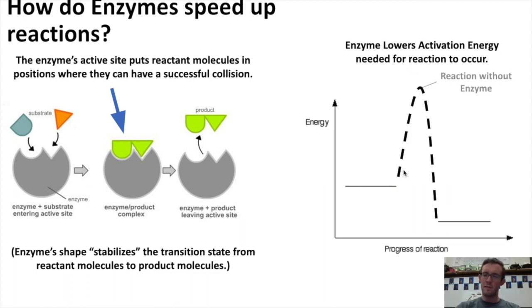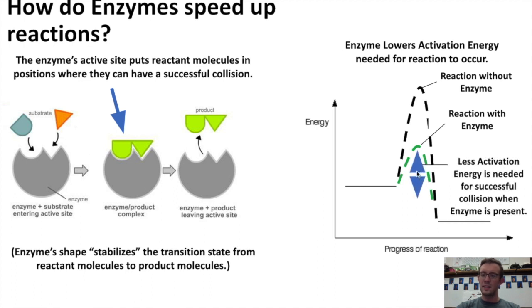We say that the shape of the enzyme helps stabilize the transition state from the reactant molecule into the product molecules. And so as a result, enzymes lower the activation energy needed for a reaction to occur. So if this was the amount of energy that was required to collide our reactants into products without an enzyme, adding an enzyme to the reaction makes it so that the reactants have an easier time colliding. There's less energy that's needed for the reactants to successfully collide with each other. And that's it. At this point, you guys have some practice problems. We'll see you next class.